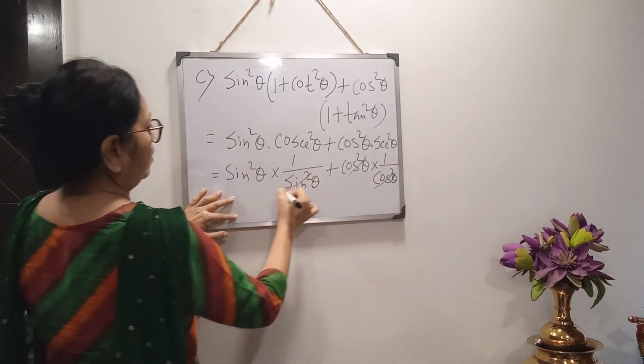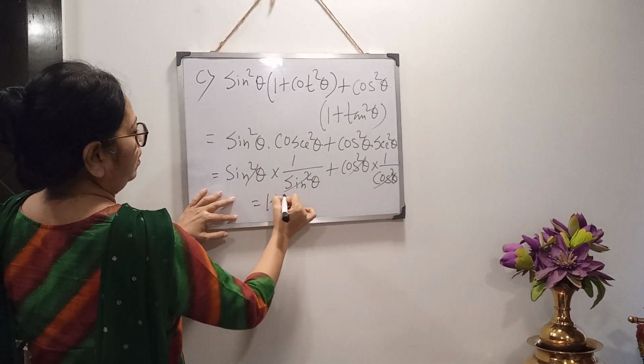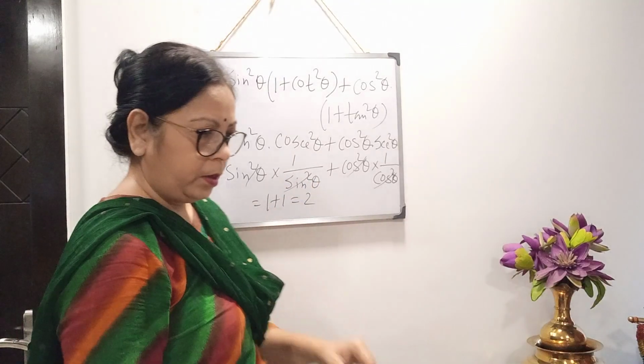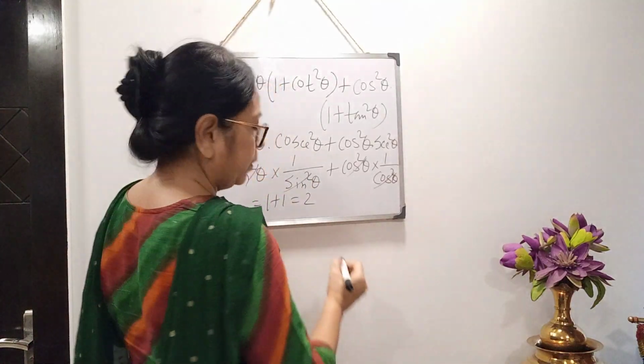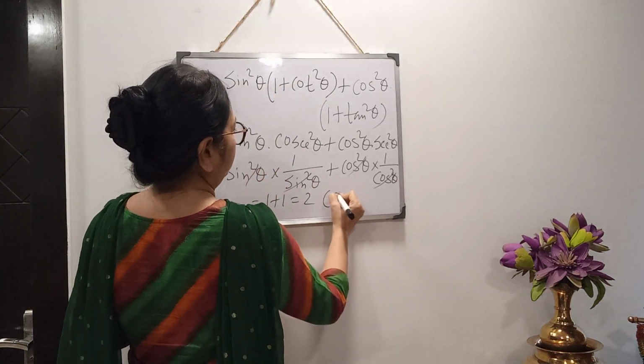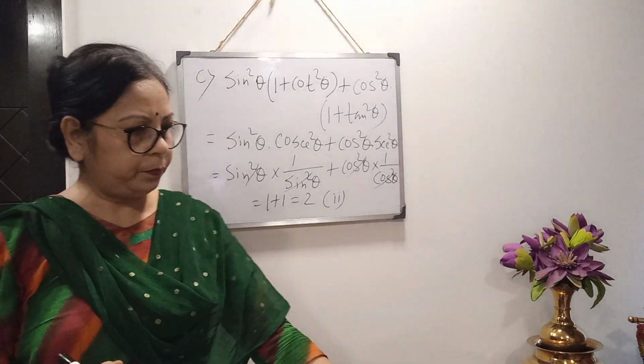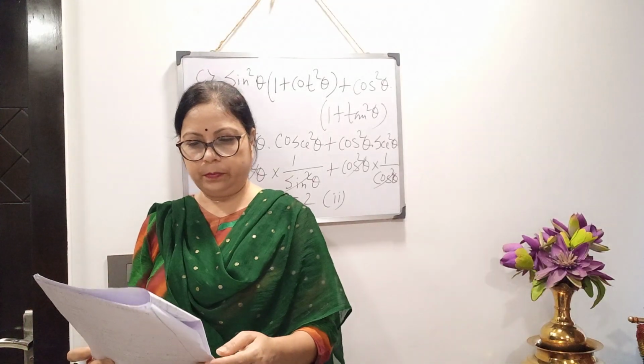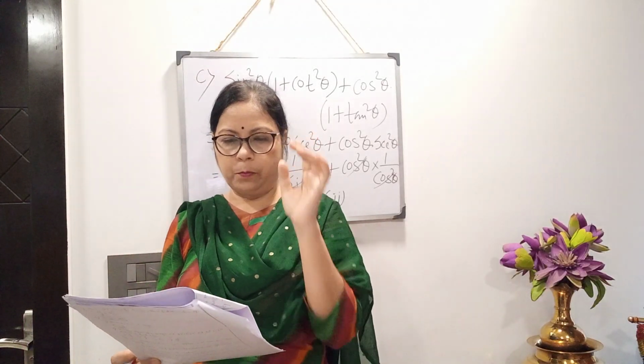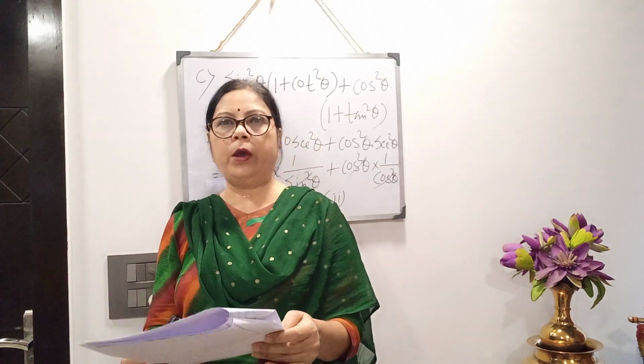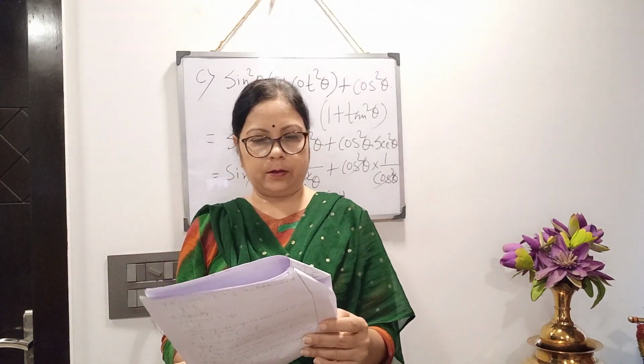Now this and this cancel out. So 1 plus 1 equals 2. Here the options are given, yes, the second option. Your correct one is the second option. Clear? Then next one. If theta is a positive acute angle, which one is correct?